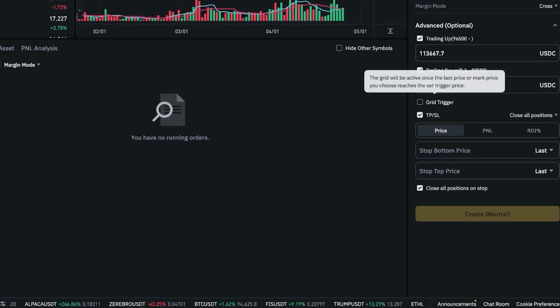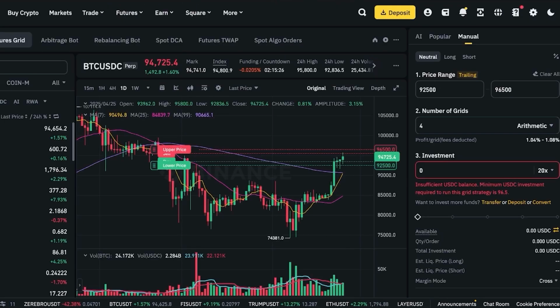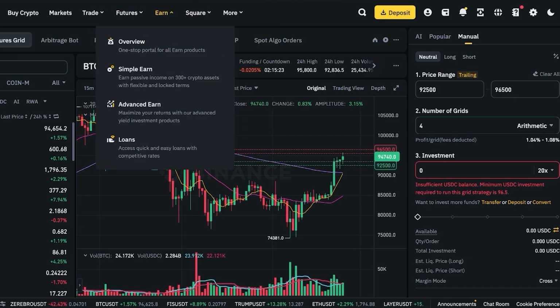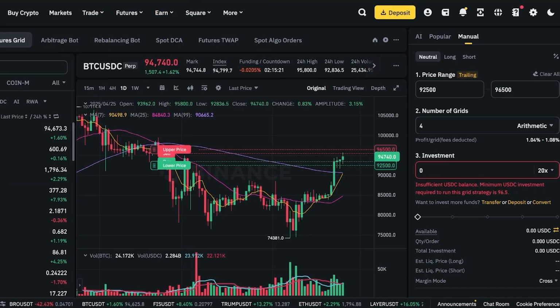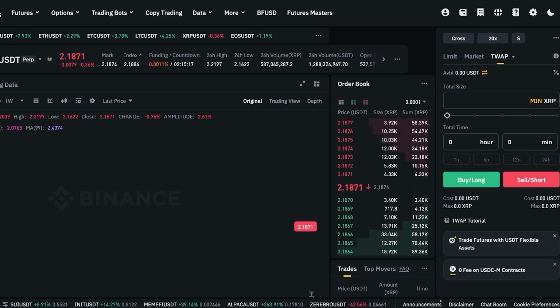You can also create a grid trigger where it's going to be active once the last price or mark price you choose reaches the point that you choose. And then you can proceed with building the rest of your futures bot if you are looking to just play the bot game using the futures market as well.